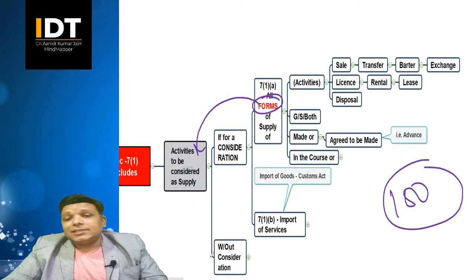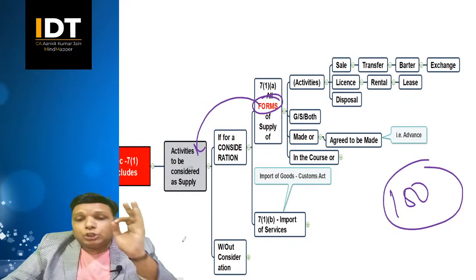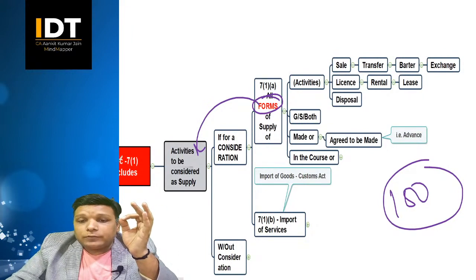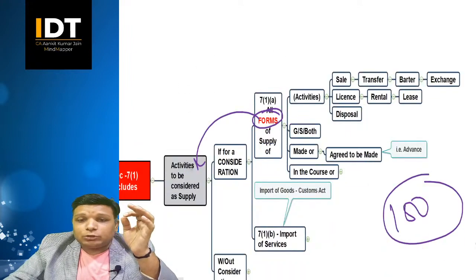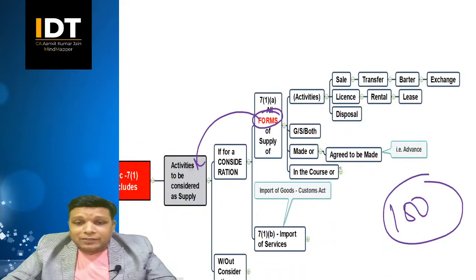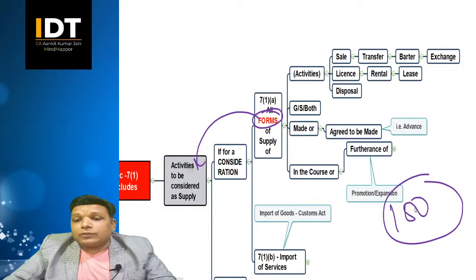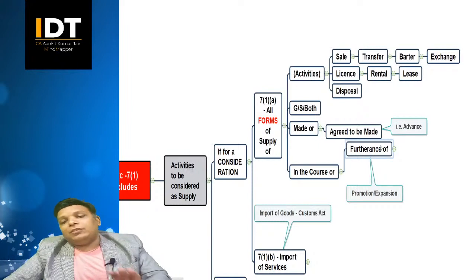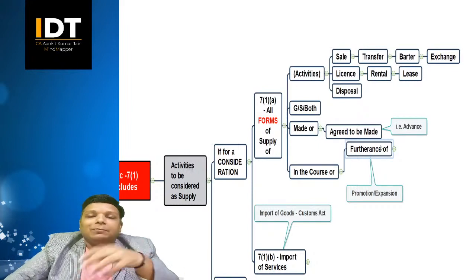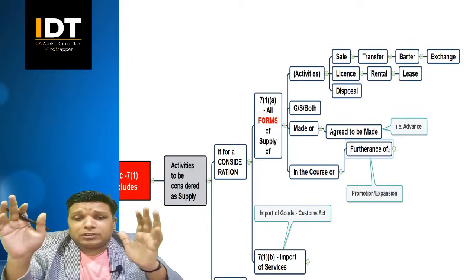that also will be included in the scope of supply. This agreement, this transfer, this supply should be in the course or furtherance of business. If it is not in the course or furtherance of business, then there's going to be a challenge, correct? So this activity or this transfer should be in the course or furtherance of business. Now, what do you mean by furtherance of business? It can be for any promotional activity. It can be for any expansion activity. That is what is called the meaning of furtherance of business.